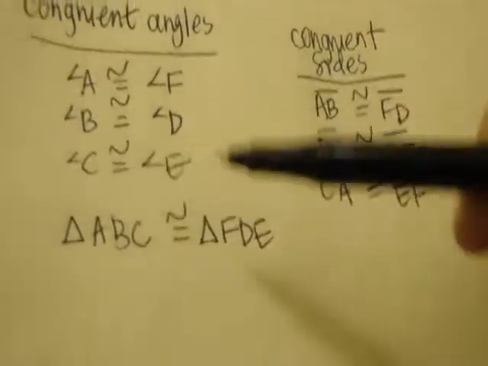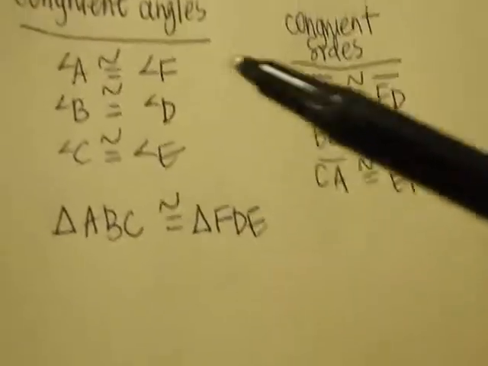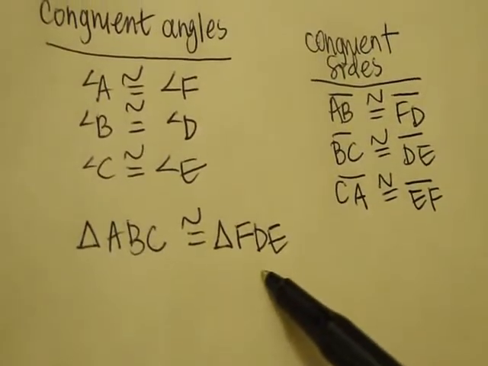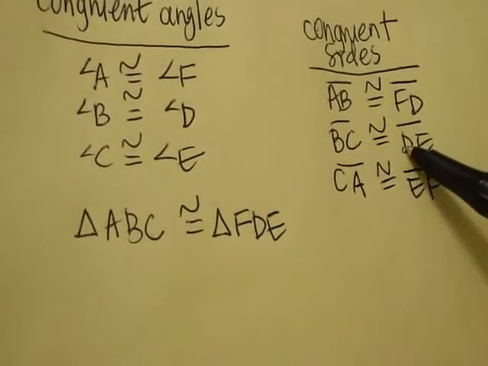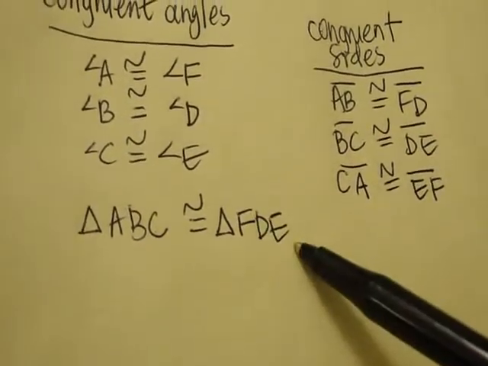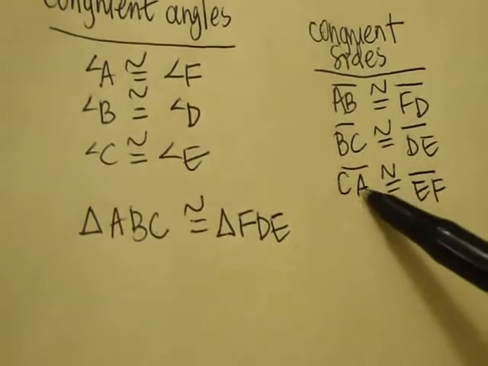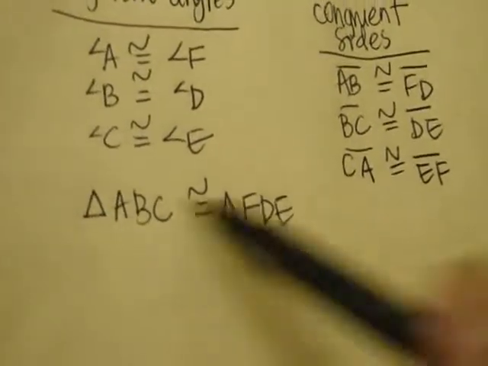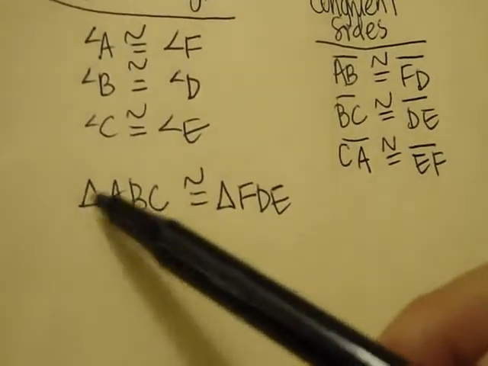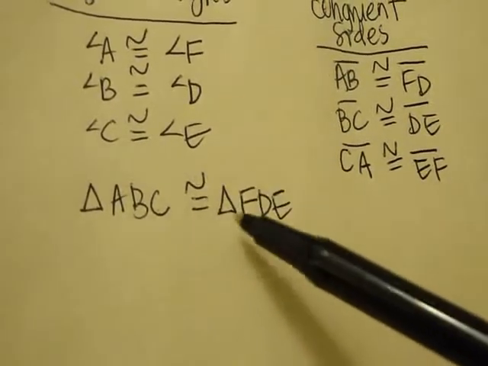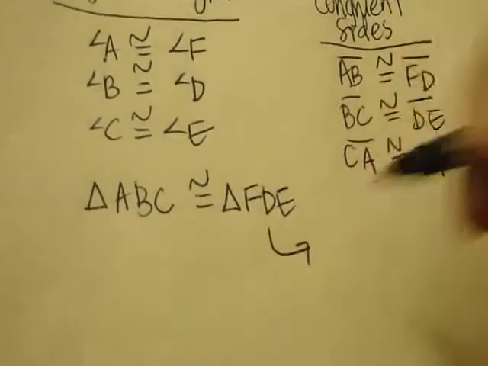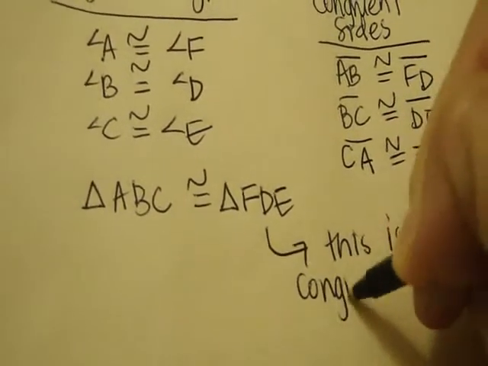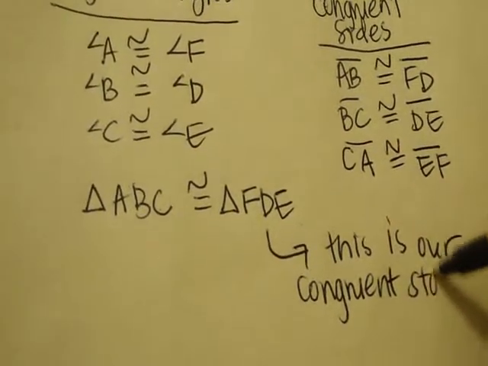And let's just make sure that our sides also match up as well. So AB matches up with FD. Yep, that's correct. BC matches up with DE, so let's see, BC and DE, good. And CA matches up with EF, or EF right here, perfect. So this is our congruent statement. Triangle ABC is congruent to triangle FDE, okay? And this is our congruent statement.